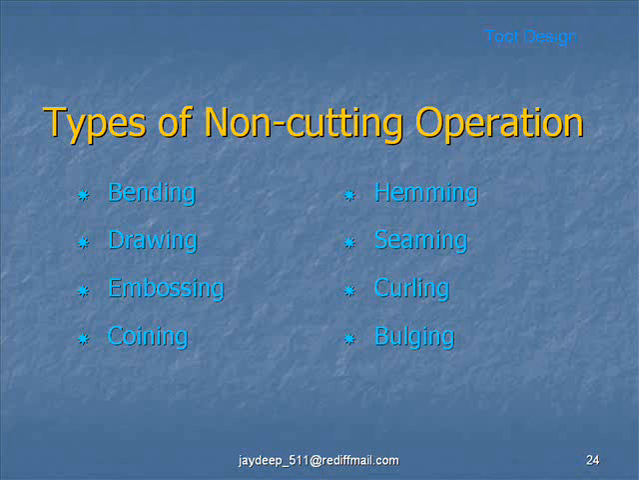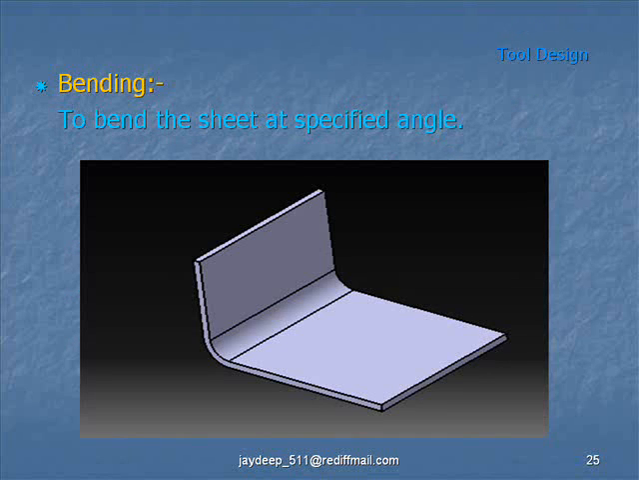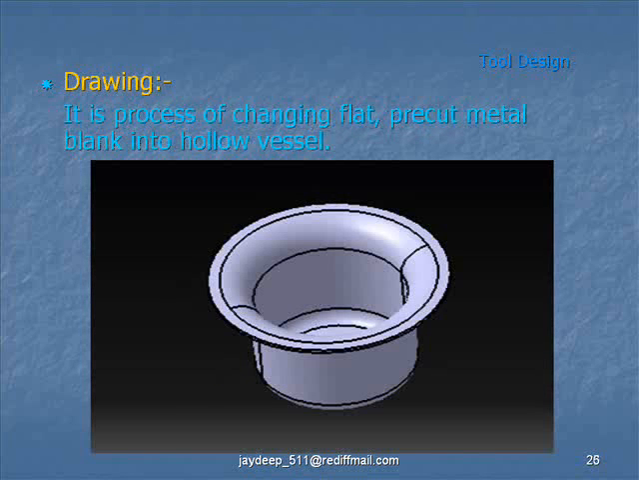Types of non-cutting operations: bending, drawing, embossing, coining, hemming, seaming, curling, bulging. Bending. To bend the sheet at specified angle. Drawing. It is the process of changing flat pre-cut metal blank into hollow vessel.